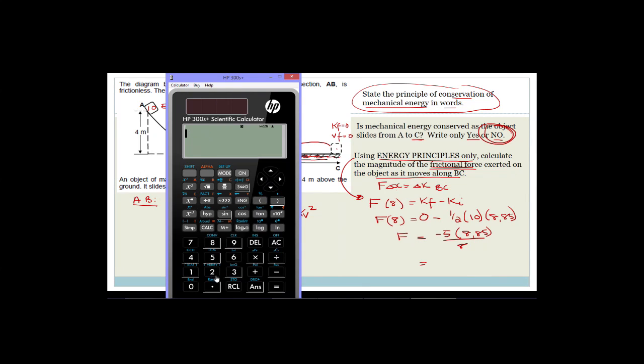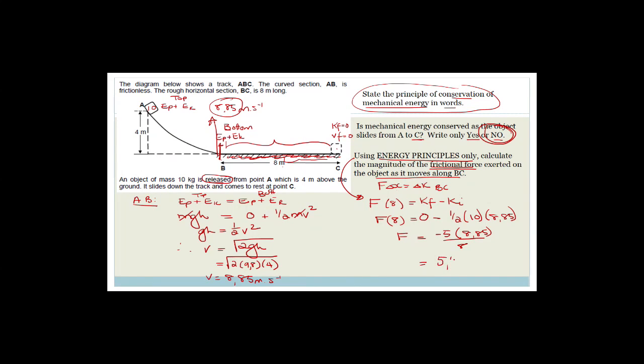So let's clear and you go 5 times 8.85 divided by 8 equals 5.53. So that's 5.53 newtons, and it's negative. Why is it negative? Because it's in the opposite direction. But again, you need to check, and they've asked you for the magnitude. So therefore, you don't need to give a direction. You can say, well, the magnitude of the frictional force is just 5.53 newtons. Not too bad. Hey.